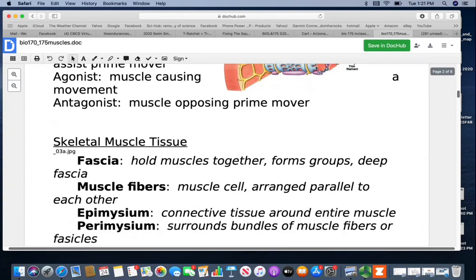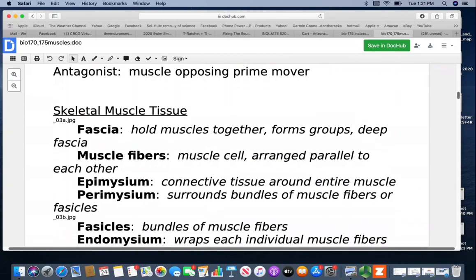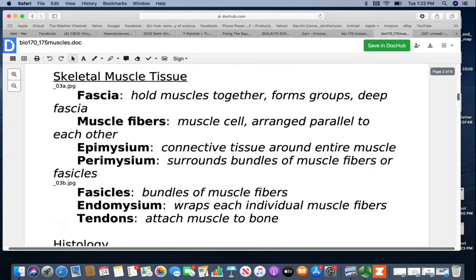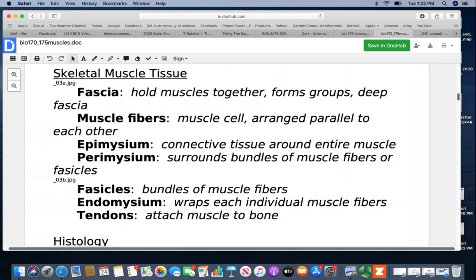When we look at the muscle tissue, we have fascia that's going to help form groups of muscle. It's sometimes referred to as the deep fascia. It will hold groups of muscle together throughout the body. Your muscle fibers are your muscle cells. These are arranged parallel to each other, and we're going to have membranes that are going to surround each of these. In muscles, the term myo means muscle.